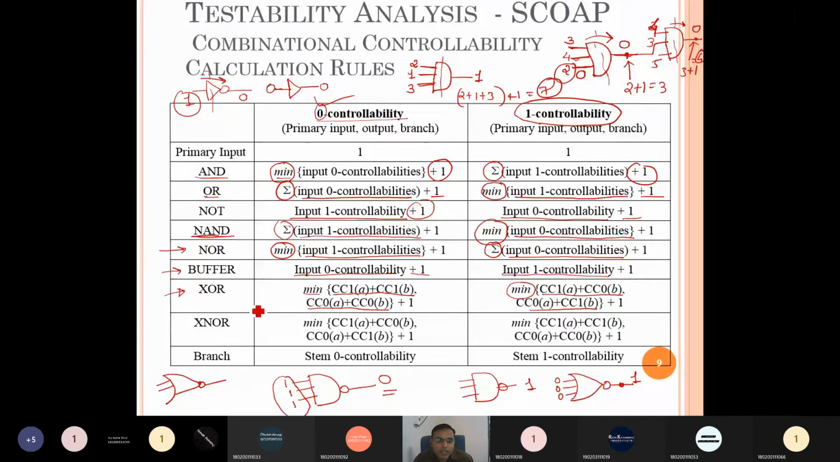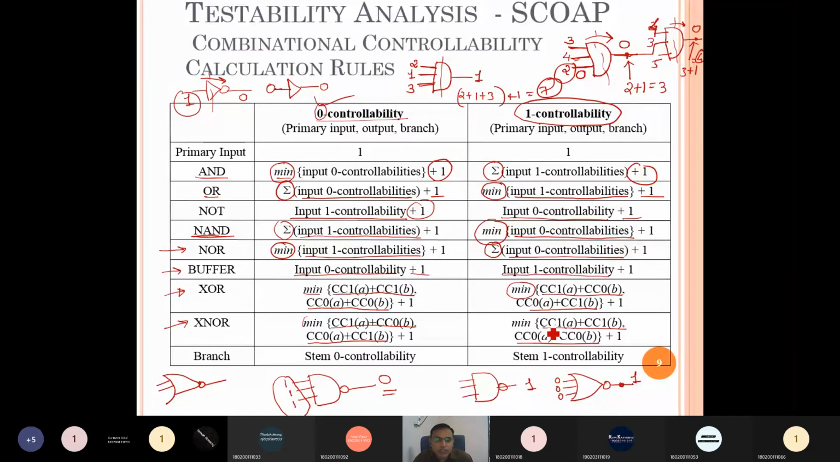Right? Now for the XNOR gate. Similar to XOR, here this is XNOR. Now in XNOR, we know we get the output 0 whenever both inputs are different. So the minimum of these two we have to take to calculate the zero controllability of XNOR, and we get the output of XNOR as 1 when both inputs are the same. So CC1 of A plus CC1 of B, or CC0 of A plus CC0 of B, whichever summation is minimum, that we have to take into consideration for the calculation of one controllability of the XNOR gate.